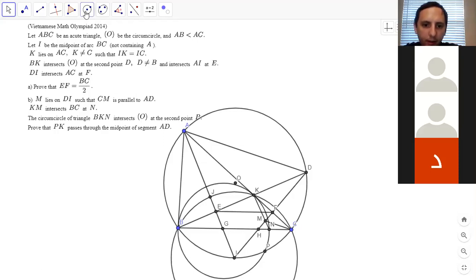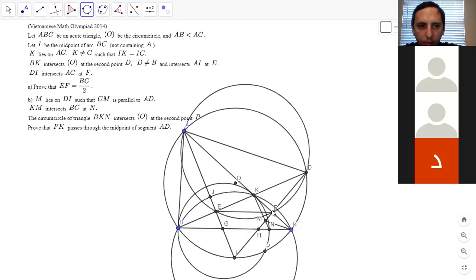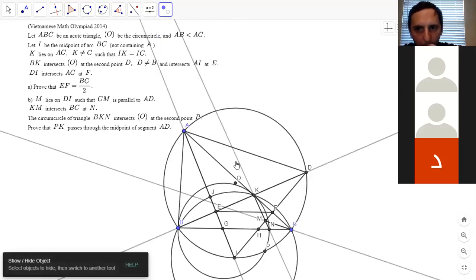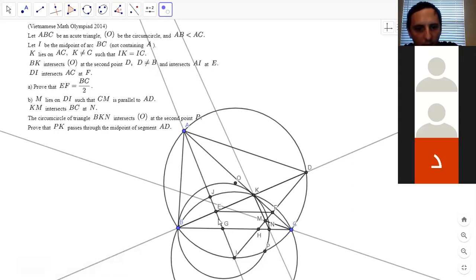So is ADEF cyclic? I think it is. It should be by Reim's theorem or an angle chase. I don't know if that really helps much. Can we draw the parallel from P to AD? Yes. Do we even need E and F? Let me first see if I can hide some stuff. I don't even know if we need... yeah, I can hide E and F, right? Let's see. I don't think I ever used that. So let's see.